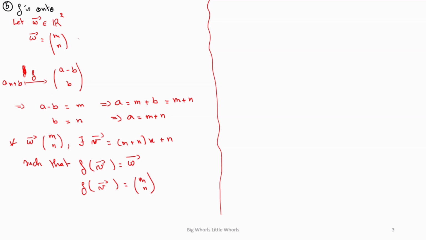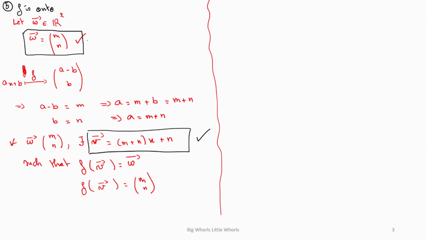So this is what we have to prove. If we are given a vector W, we need to find a vector V such that f of V equals W. Is that okay? This is the main thing. We assume this and we prove that we can find a V. That is what we mean by f is onto.